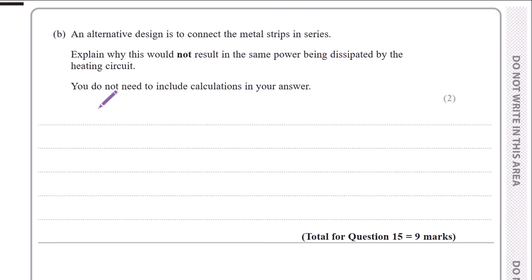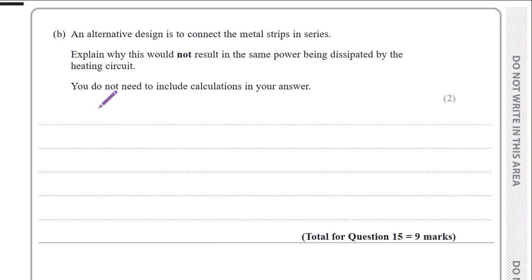Part B says an alternative design is to connect the metal strips in series. Explain why this would not result in the same power being dissipated by the heating circuit. You do not need to include any calculations in your answer. I get it. We don't have to include any calculations, but you do have to recall the equation that you'll have to construct your answer with.